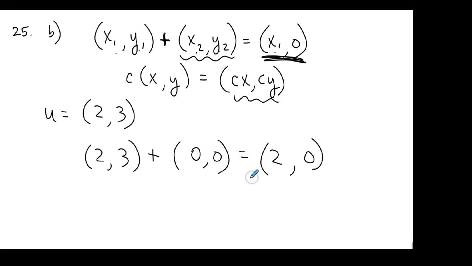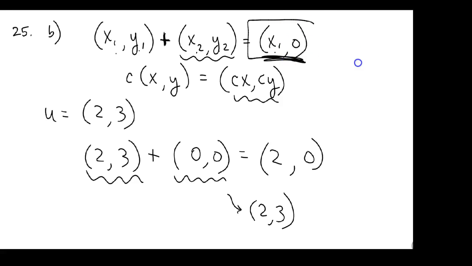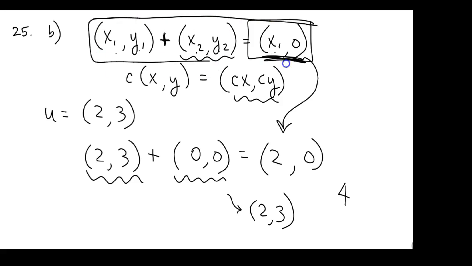0? This is where I'm taking a vector and adding the 0 vector to it. Well, axiom 4 says I'm supposed to get the original vector. But this definition of addition is saying I'm supposed to get this. So axiom 4 doesn't work under this definition of addition.